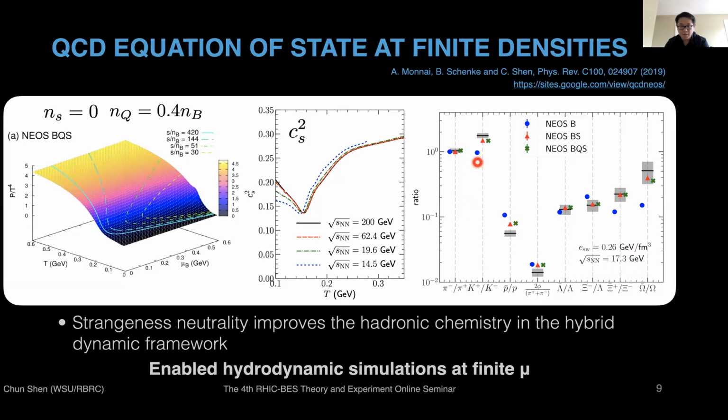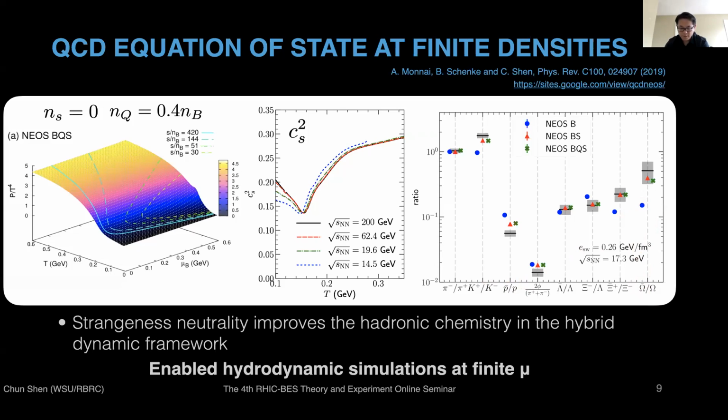As you can see, if we only have baryon currents but don't impose strangeness neutrality, we do an okay job for pi plus versus pi minus, but we miss the kaons, the ratio between K plus and K minus, as well as the ratio for the multi-strange hadrons. For example, the ratio of anti-lambda or anti-omega over omega is largely underestimated compared to the measurements.